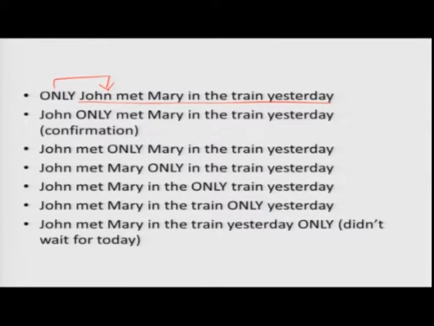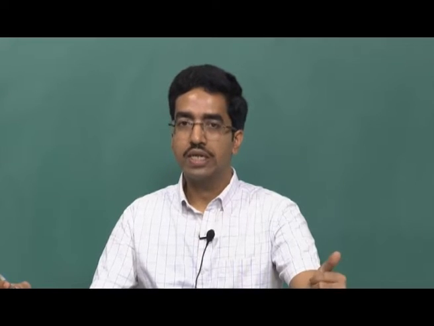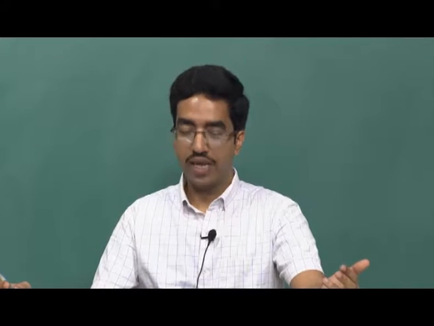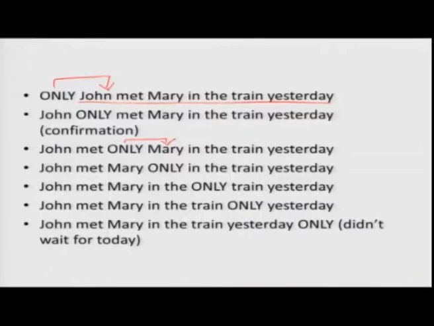John met only Mary in the train yesterday. So, here it is modifying Mary. John did not meet somebody else. He met only one person, and that was Mary. John met Mary only in the train yesterday. So, here, this is again you are saying John met only Mary.